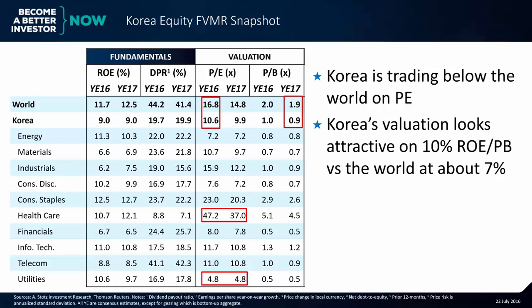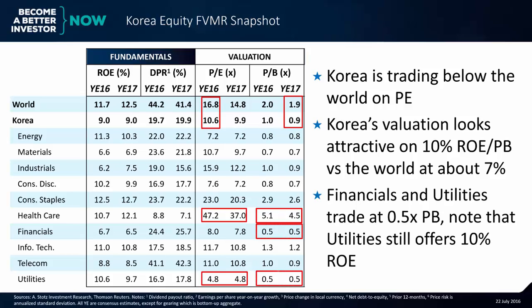Now, Korea's valuation looks attractive on a 10% ROE divided by price to book. I like to look at this measure to say how much ROE am I able to buy with one unit of price to book. So we can see a pretty good relationship. Now, healthcare is pretty expensive on price to book, and financials and utilities are very, very cheap. And in the case of utilities, they're offering a 10% return on equity.